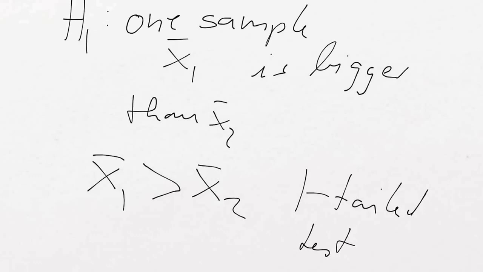So when to use a two-tailed or a one-tailed test? Usually, unless otherwise instructed, I would always go for a two-tailed test, because it leaves your options open.